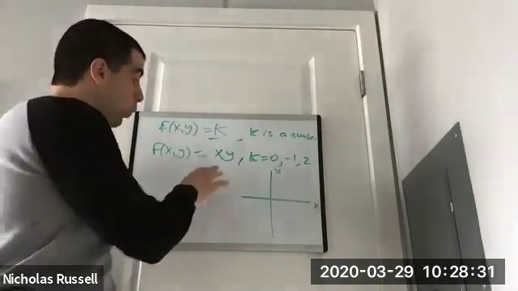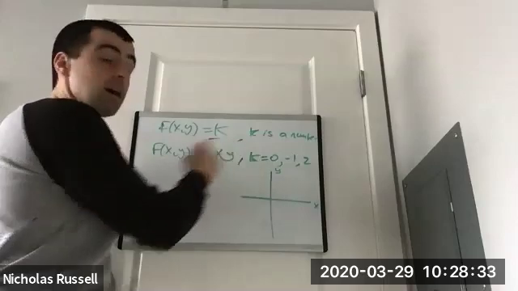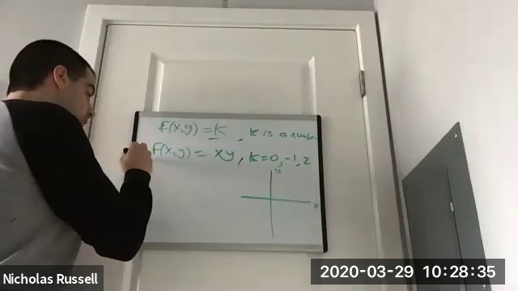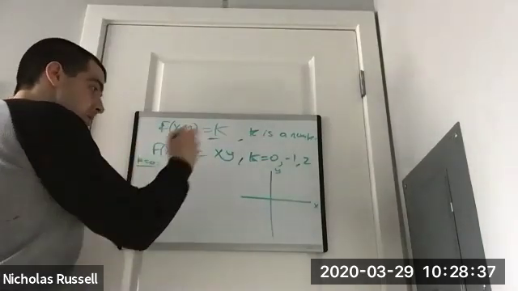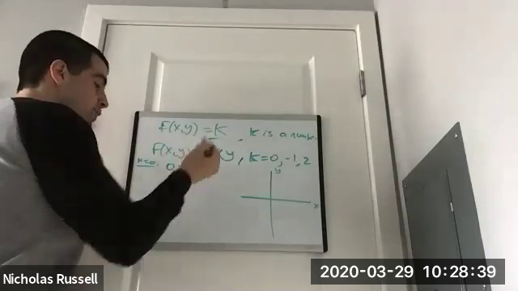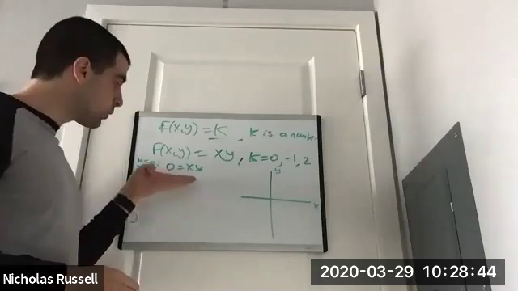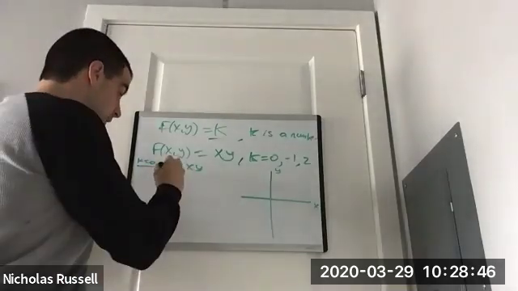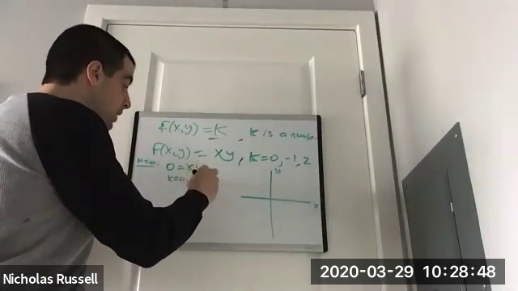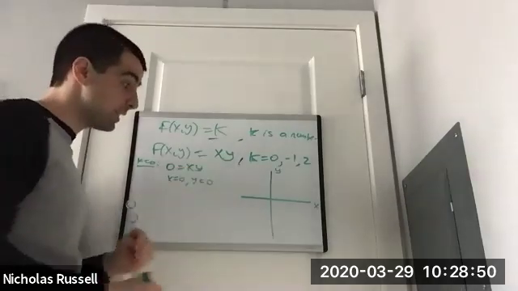I want to find out what coordinates x, y give me a k of 0. So the first thing I'm going to do, k is 0. I get 0 is equal to x times y. So when does this happen? Well, I hope you'd agree that this happens either when x is equal to 0 or when y is equal to 0. And those are the axes.